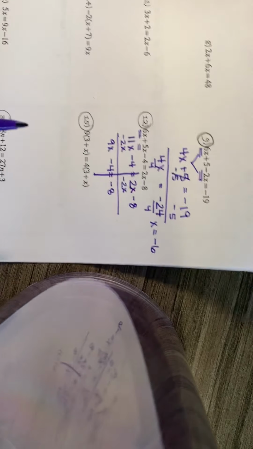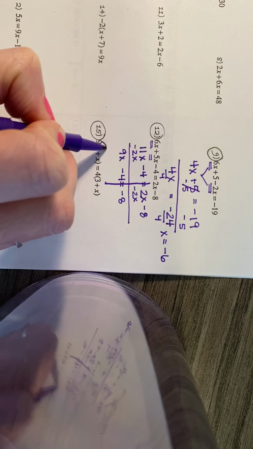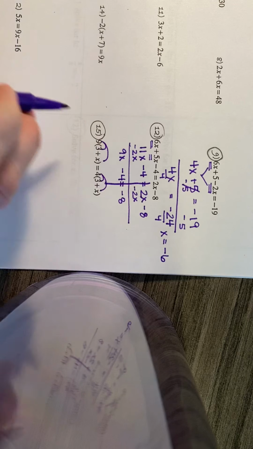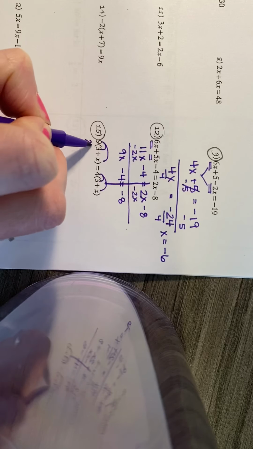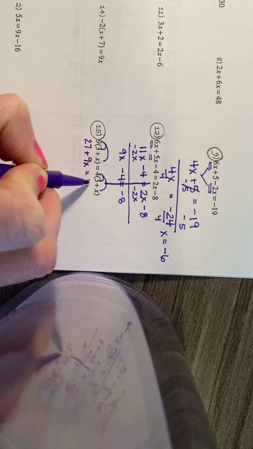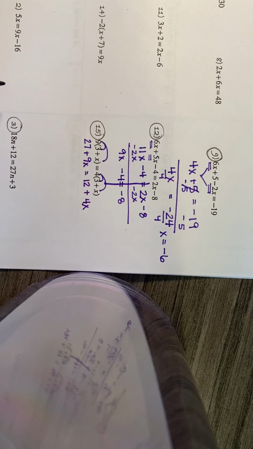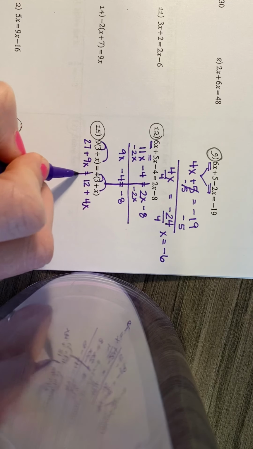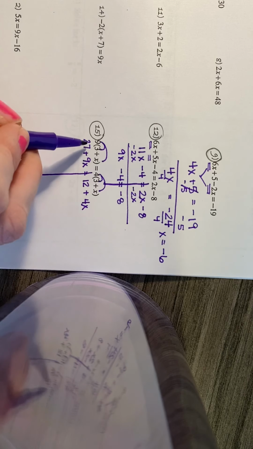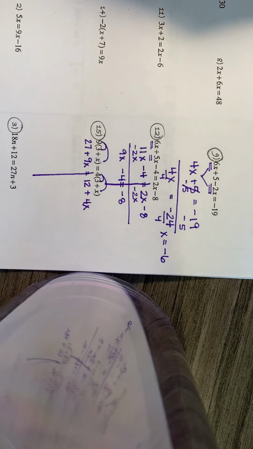Let's set up number 15. Number 15, I've got numbers outside of parentheses. I'm going to draw these happy little rainbows. What are you going to do with them? You're going to multiply. So you're going to get 27 plus 9x equals 12 plus 4x. Okay, and from here, you're going to move the 4x to the 9, and then you'll move the 27 to the 12. I'm not going to take you any further on that one.